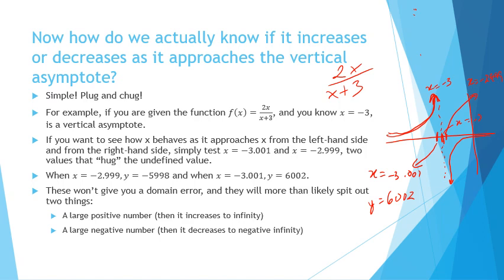And if we plug in -2.999, you're going to get a y coordinate of -5,998, which is basically going to represent negative infinity, right? So this is negative infinity, and then this is positive infinity, and that's going to be how you can determine the behavior as it approaches that point.